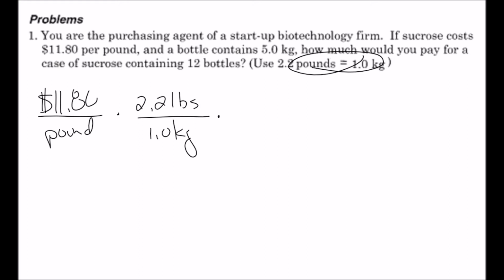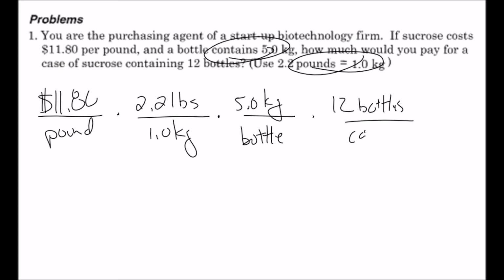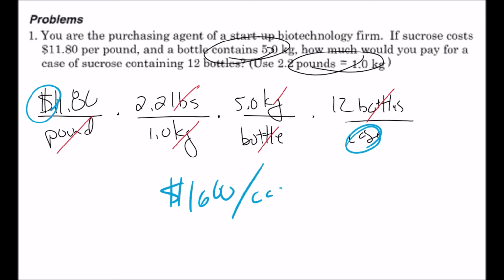Now I can multiply by 5 kilograms per bottle. That's right here. That way kilograms cancel. And finally, 12 bottles per case, such that bottles cancel. See here, pounds cancel, kilograms cancel, and bottles cancel, leaving me with units of dollars per case. And this works out to $1,600 per case.